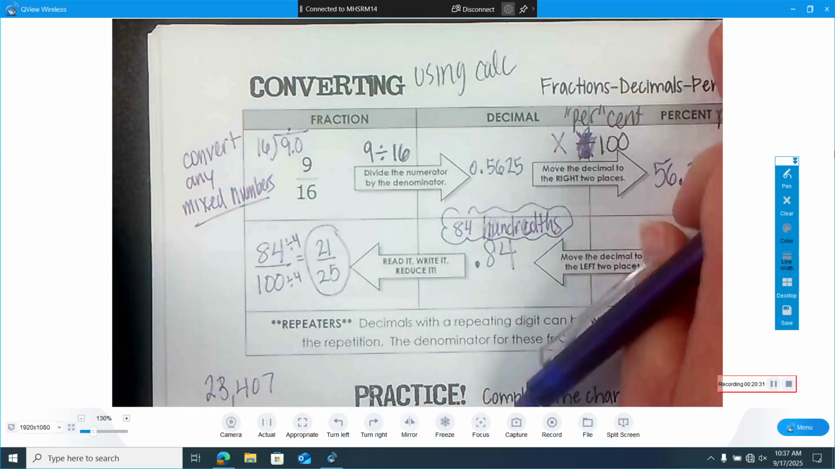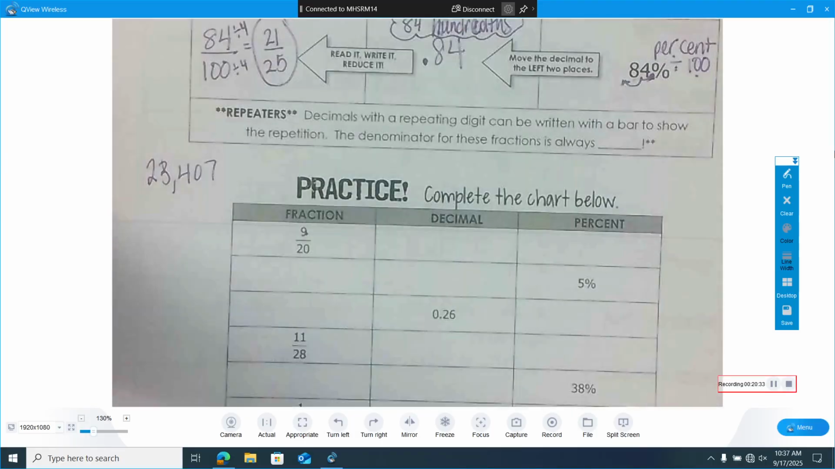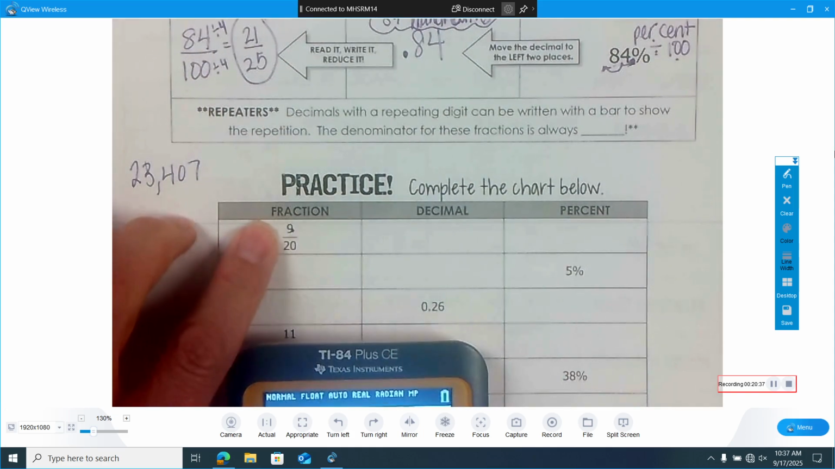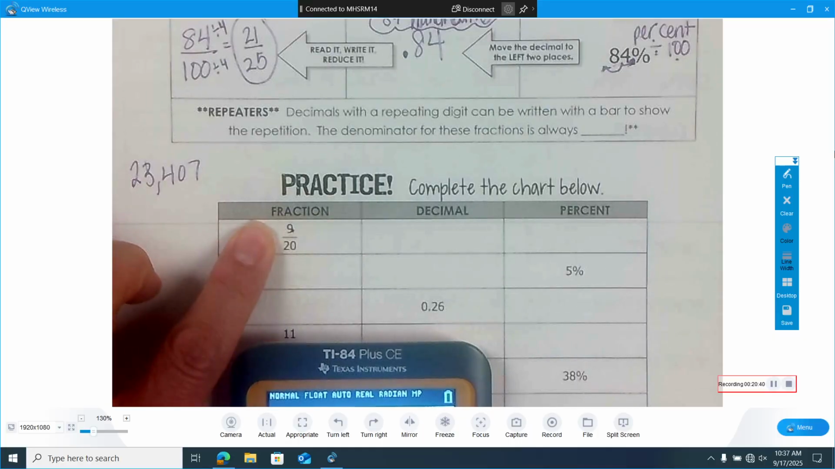All right, so we're going to practice this a couple of times here. Let's see. So I have 9/20. How do I convert that to a decimal?